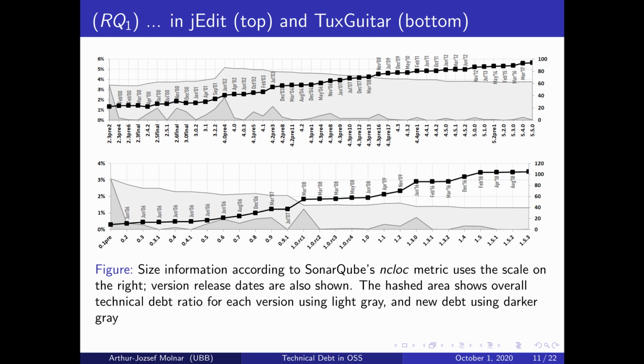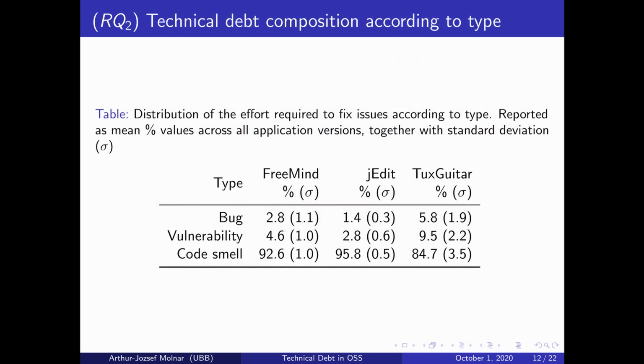Now, in order to answer research question 2, we looked at the composition of technical debt as identified by SonarQube's type and severity issue tags. We note that issues labeled as code smells would require most of the fixing time. Of course, this might be misleading, as in many cases, issues that were labeled as bugs or as vulnerabilities might better translate to actual defects in software.